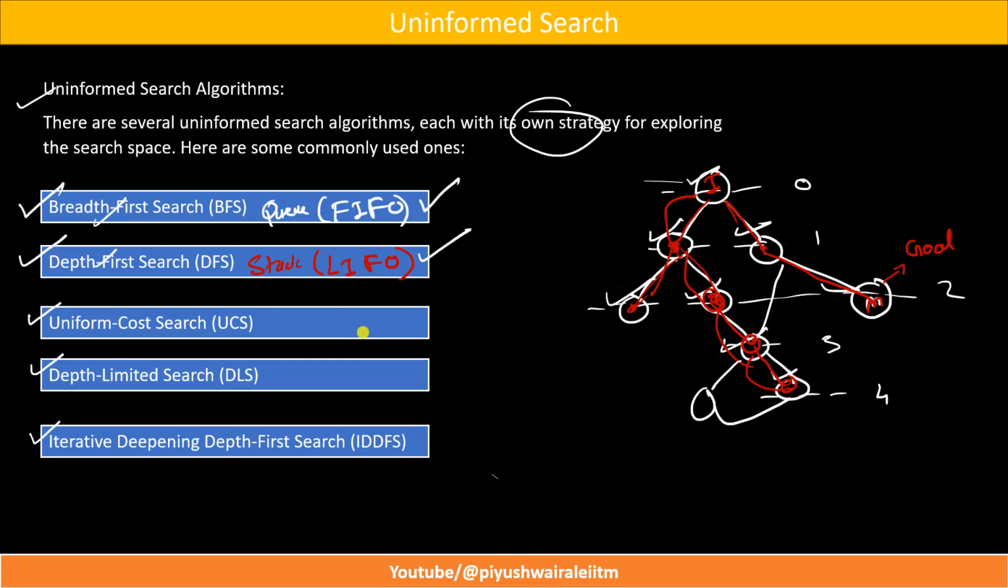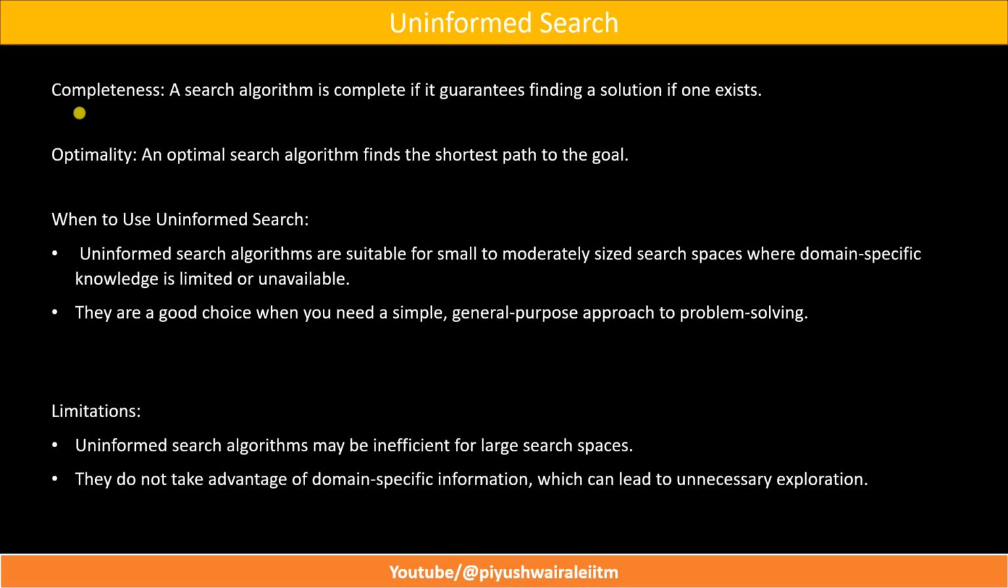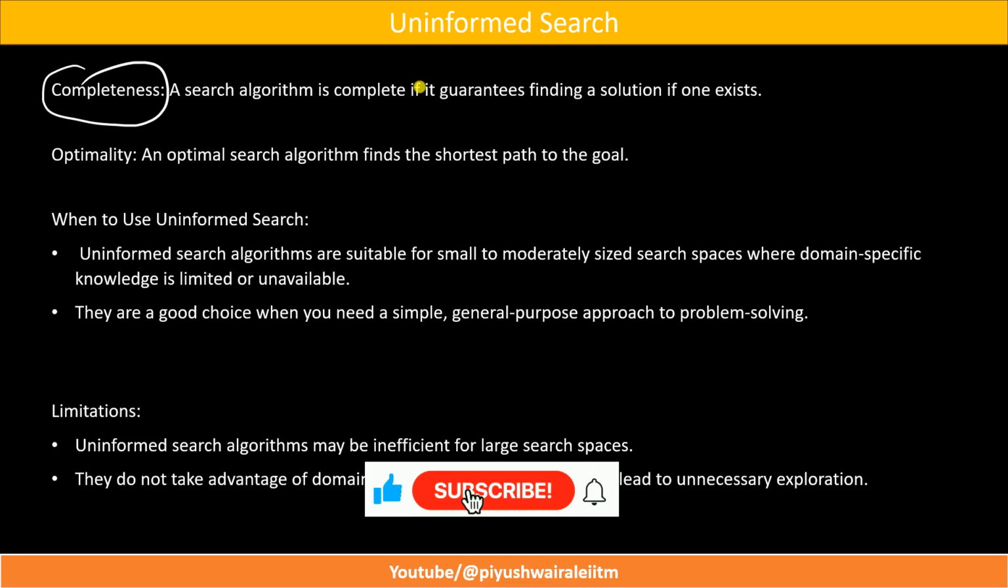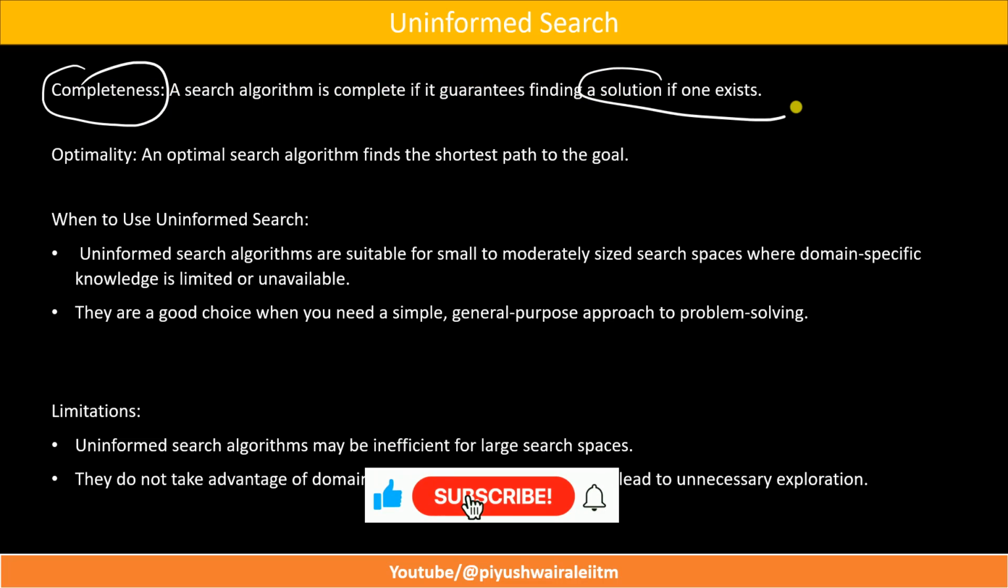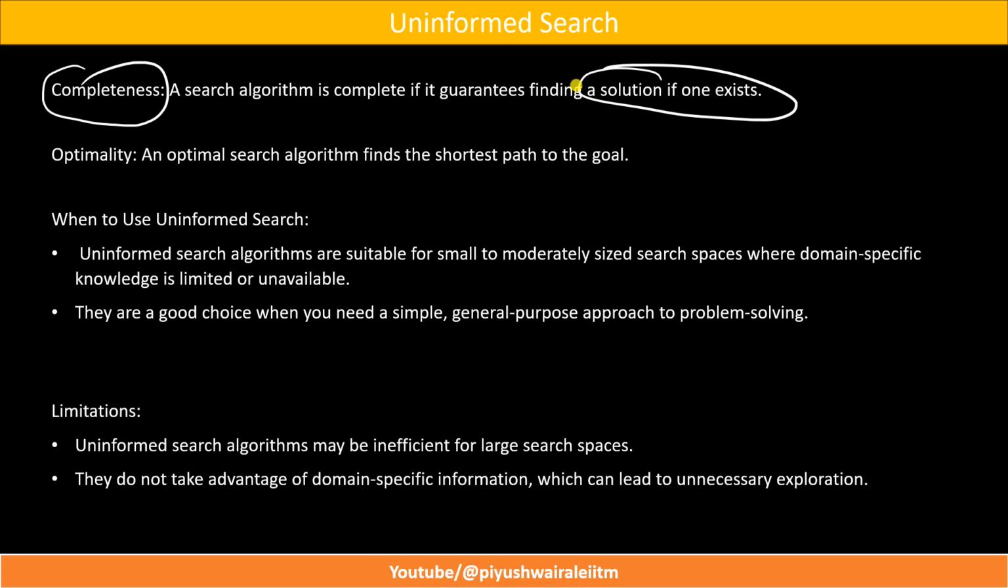Okay. Now there are a few other terminologies, like completeness. So what is completeness here? A search algorithm is complete if it guarantees finding a solution if one exists. So completeness means that if you are using an algorithm and it guarantees that it will give me a particular solution, if possible, then we can say it has completeness.